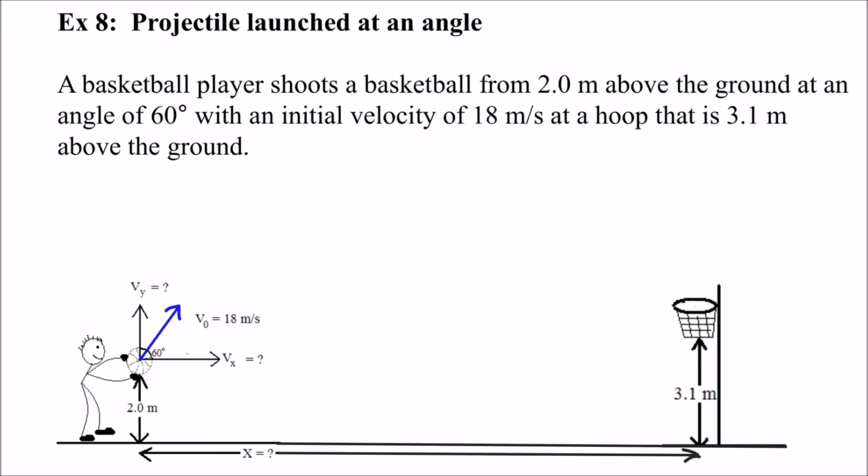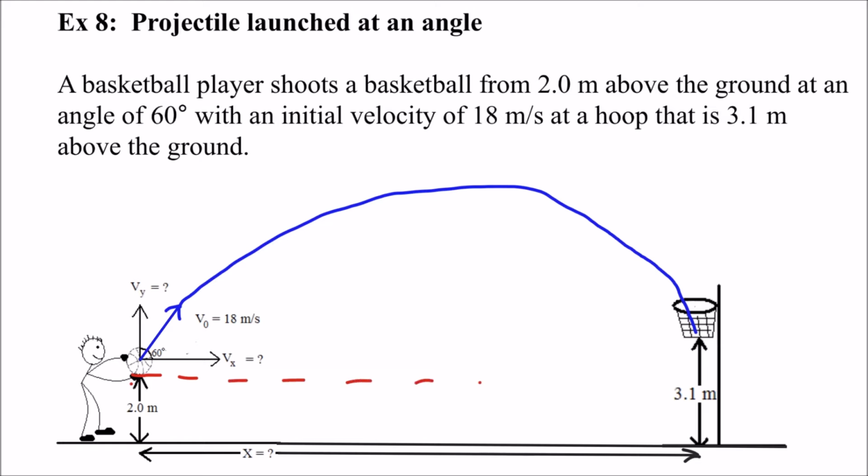All right, the last type of projectile motion problem we're going to discuss is when we are launched at an angle and we don't have any symmetry. In this case, we've got our basketball and we're going to shoot it into our hoop over here. So we have something like that. The basketball is going to start off at 2 meters above the ground, and it's going to end at 3.1 meters above the ground. So the delta y is not 0, which means there's no symmetry to this problem. So you can't just divide by 2 like we did in the previous problem.